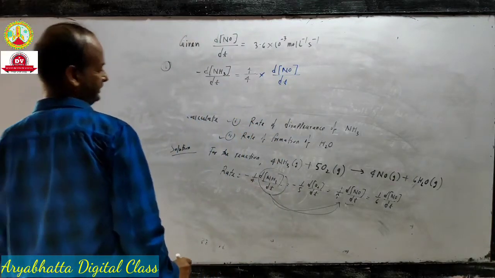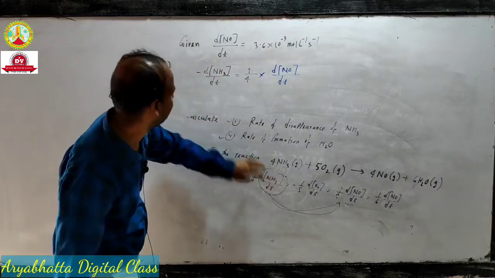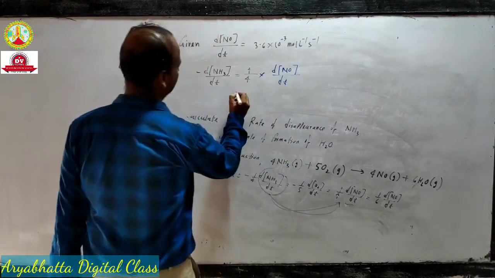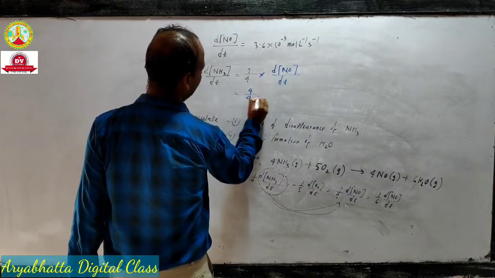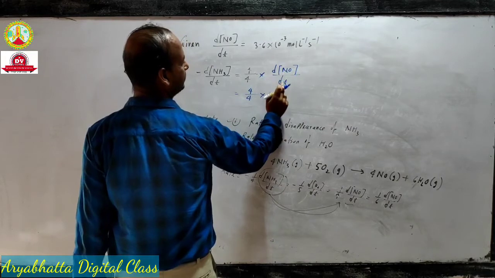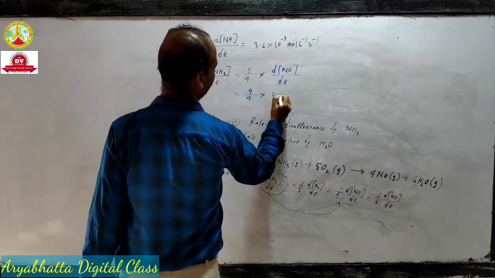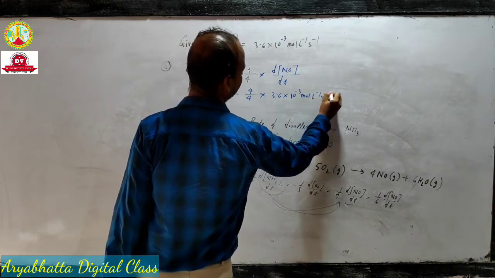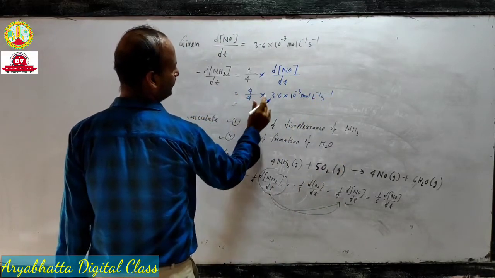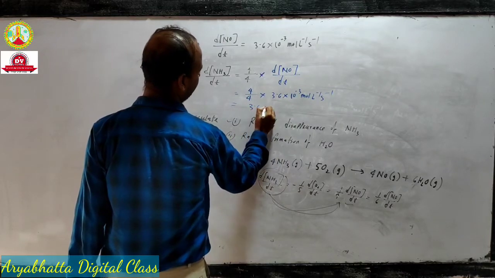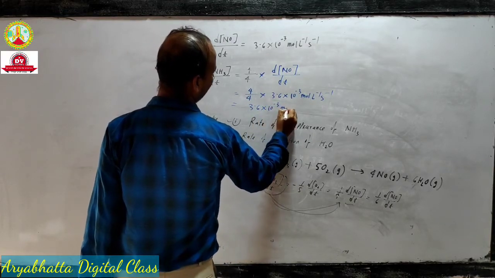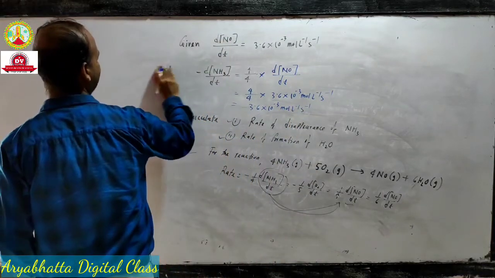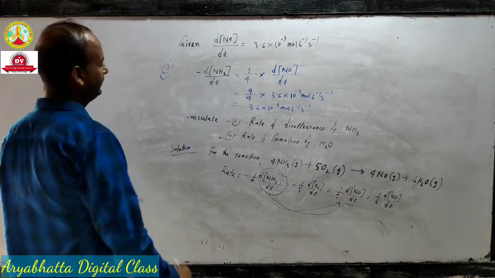Okay, now let's see again. I repeat: this part is dNH3 by dt. The 4 will go here, and 4 by 4 remains with dNO by dt. What is the value of the rate of formation of NO? Write down 3.6 into 10 to the power minus 3 mol liter inverse second inverse. The 4 by 4 will cancel, and ultimately you get this answer. Clear? This is the first part, complete.